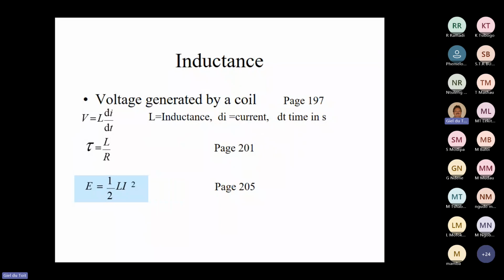inductance of a coil. I just want to talk a little bit about these three formulas on page 197. The voltage generated by a coil. The voltage formula here on the left is voltage equals L di over dt. Let's explore what these units are. So the voltage is basically the back EMF generated over the coil when I stop the current or when I suddenly change it. So L is the inductance. We measure that in Henry.